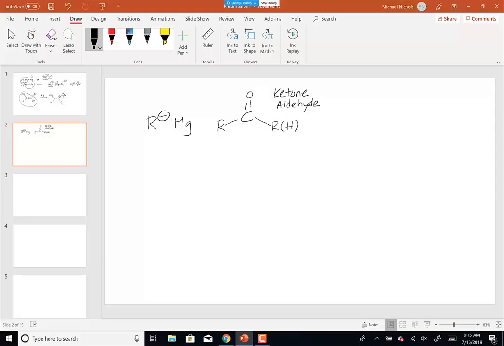So when we react a Grignard with a ketone or an aldehyde, what's going to happen? Well, what happened the other day with the C triple bond C minus? The carbonyl carbon is delta plus, the oxygen is delta minus. The negative charge comes in and attacks the electrophilic part of the carbonyl, and then the pair of electrons moves up to the O.